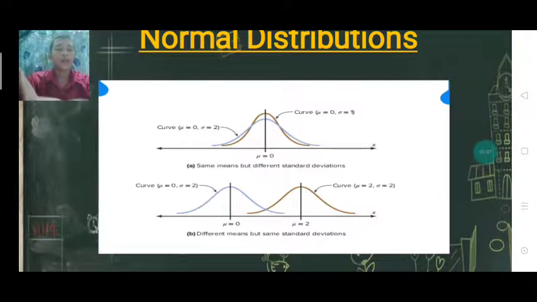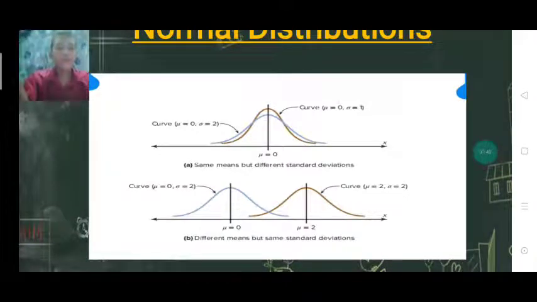Normal distributions. Graphs and examples. A. Same mean but different standard deviation. B. Different mean but same standard deviation. Okay. In A, the mean is 0, but they have different standard deviations.